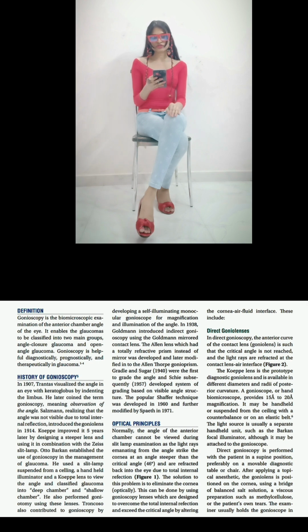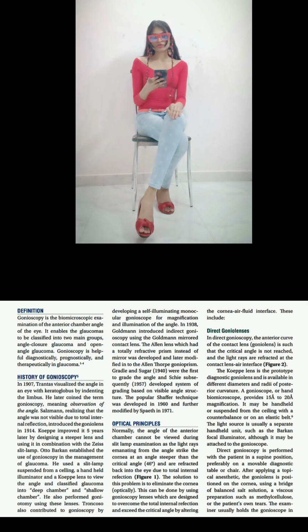The light source is usually a separate handheld unit, such as the Barkan focal illuminator, although it may be attached to the gonioscope. Direct gonioscopy is performed with the patient in a supine position, preferably on a movable diagnostic table or chair, after applying a topical anesthetic. The gonio lens is positioned on the cornea using a balanced salt solution, a viscous preparation such as methylcellulose, or the patient's own tears.